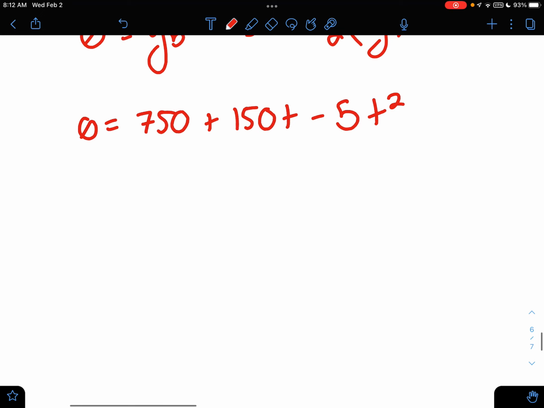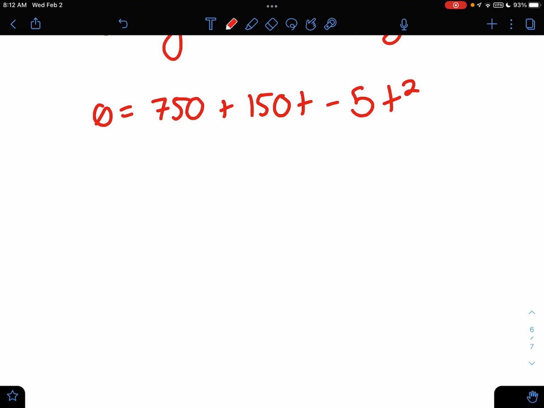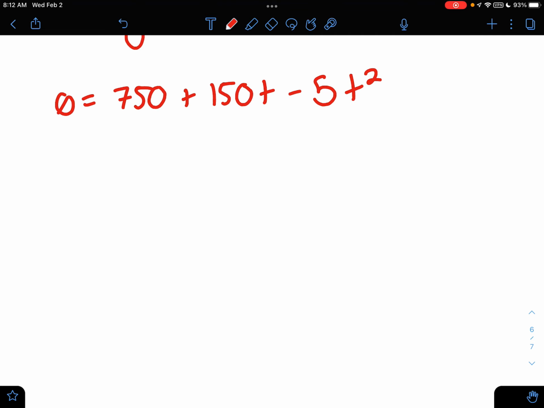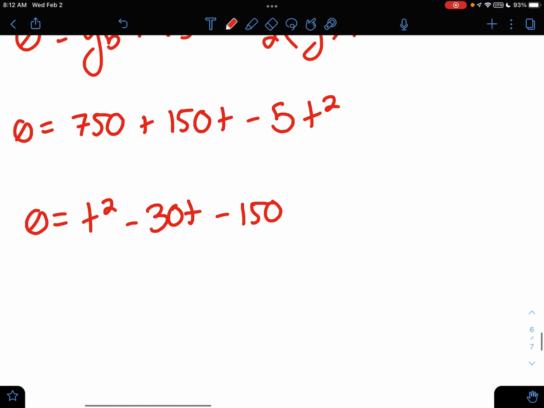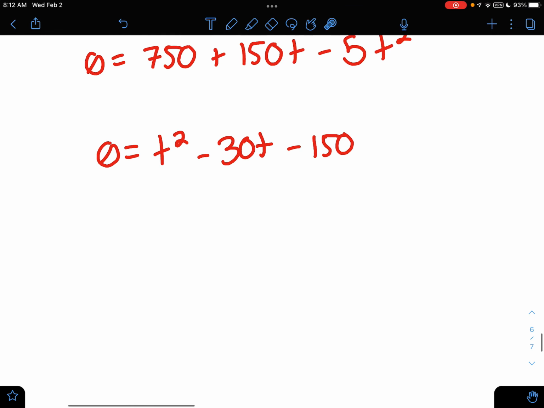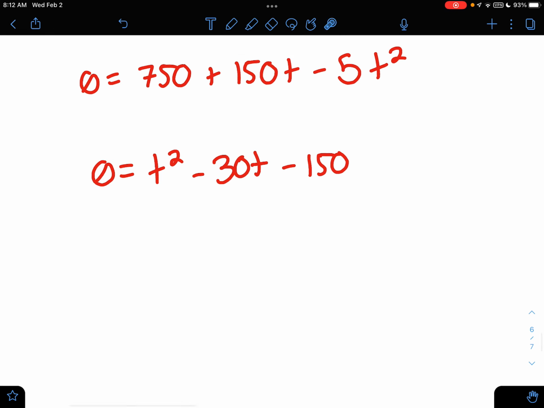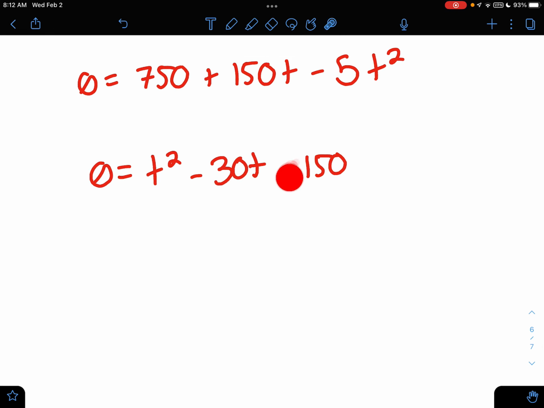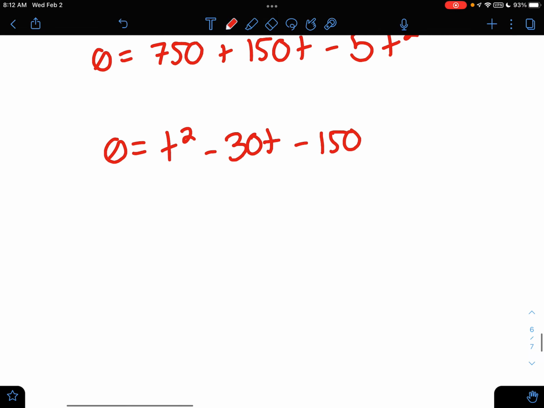See, I can't factor this. I'm going to start by dividing by 5 just to make it easier on myself. I can divide everything out by 5. But you know what? I'm going to divide by -5 just to be fun. So we can say 0 equals t squared minus 30t minus 150. And I switched the order just to be fun and quirky, and to make it easier to see our A, our B, our C for our quadratic formula. Because I can't factor this, or at least I don't see how to factor it very quickly.